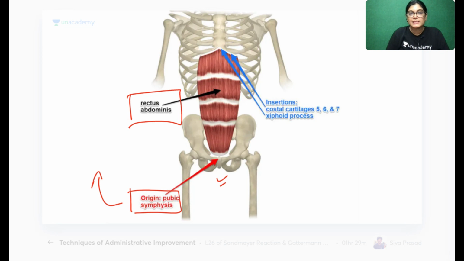Anyone wants to give the answer? Pubic symphysis is an example of symphysis, a secondary cartilaginous joint. Okay, absolutely right, RN.